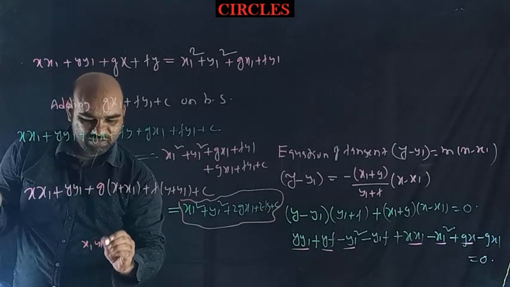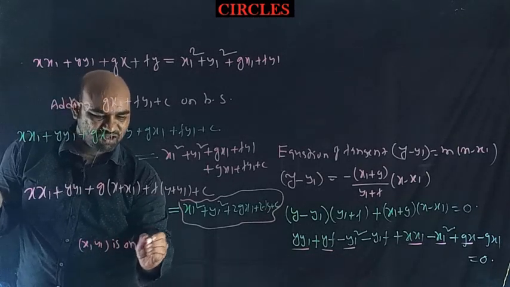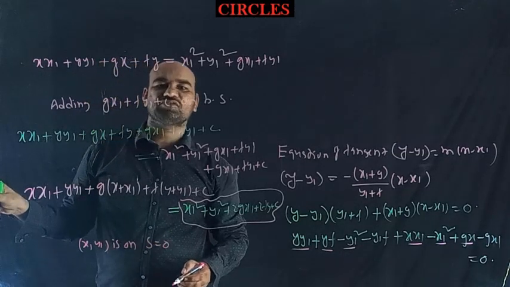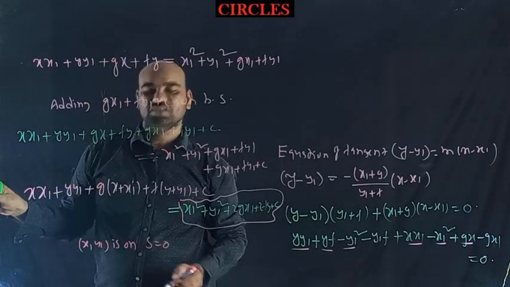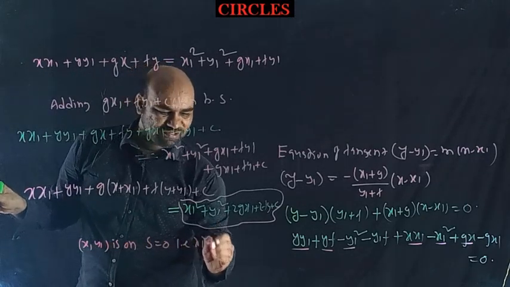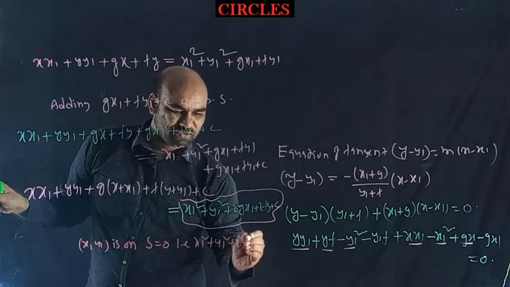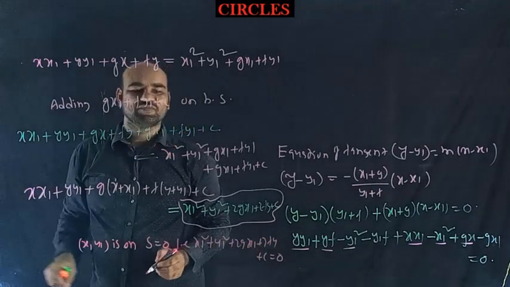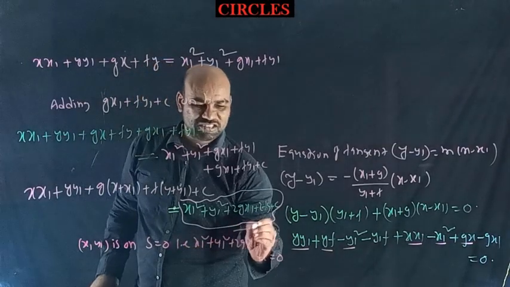x1 comma y1 is on S equal to 0. S equal to 0 means what? x square plus y square plus 2gx plus 2fy plus c equal to 0. No? This point will satisfy. That is x1 square plus y1 square plus 2gx1 plus 2fy1 plus c equal to 0 only. Okay, so this is result number 1.